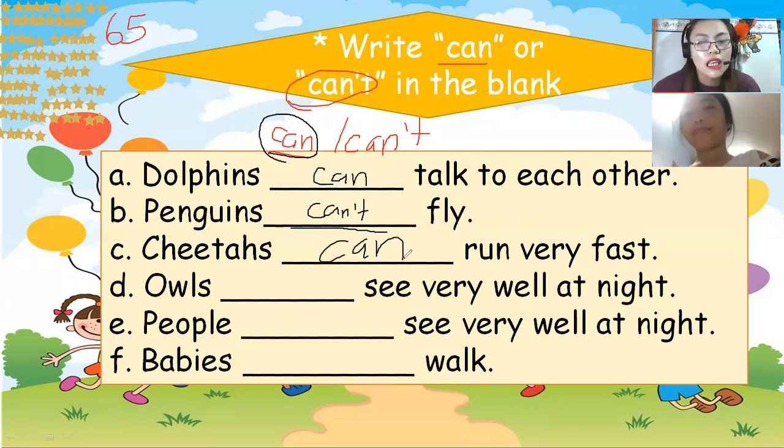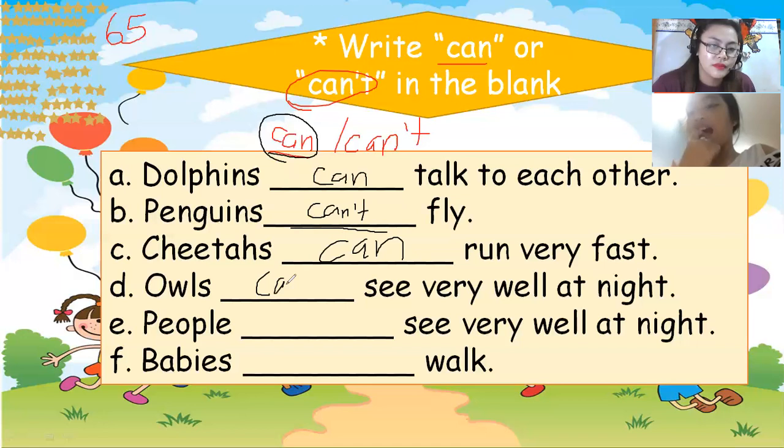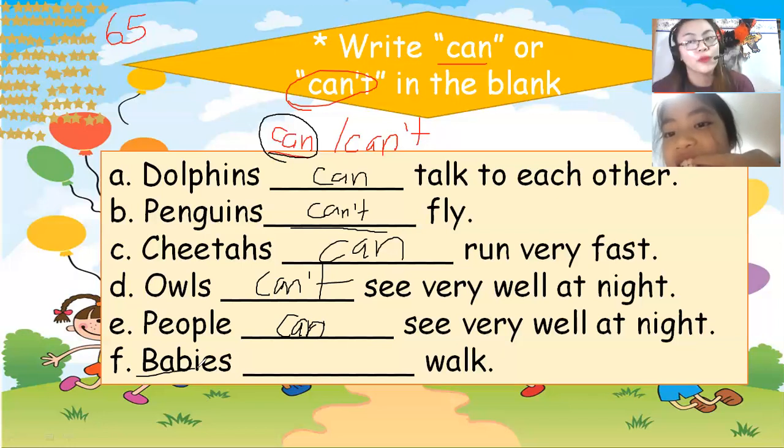Four. Owls see very well at night. Can. People see very well at night. Can't. What about babies walk? Babies can't.